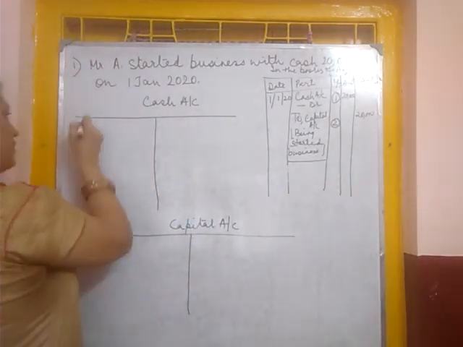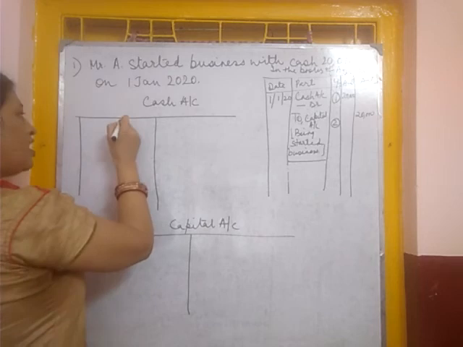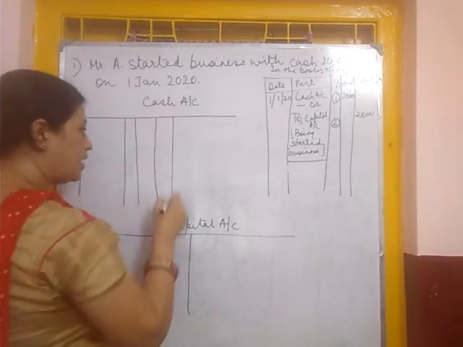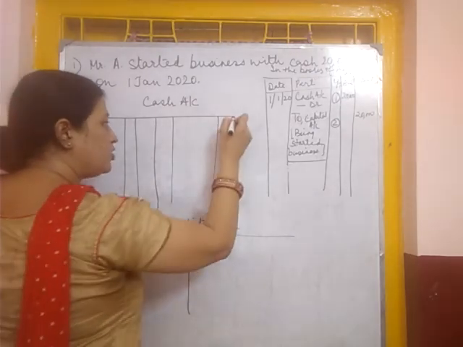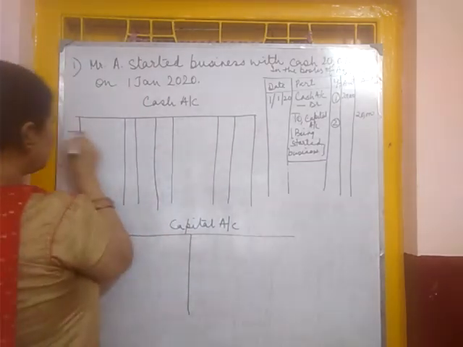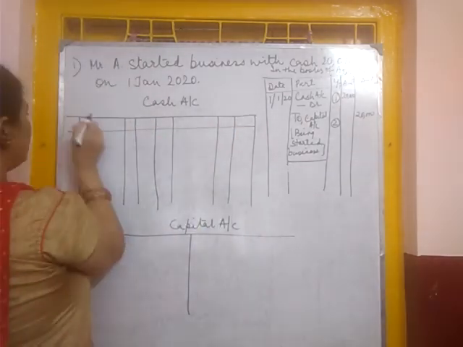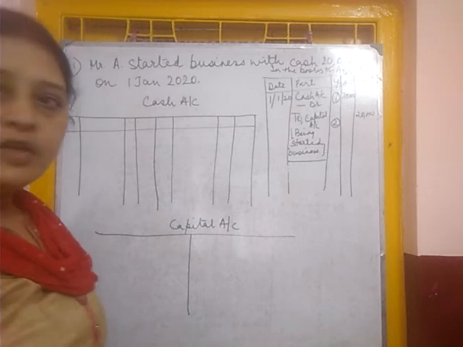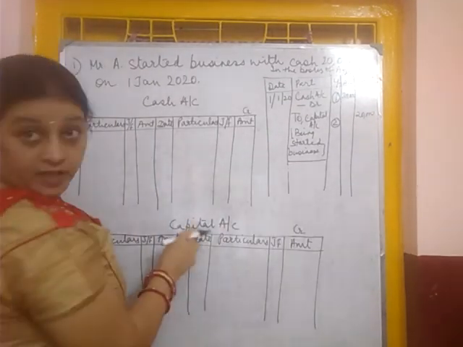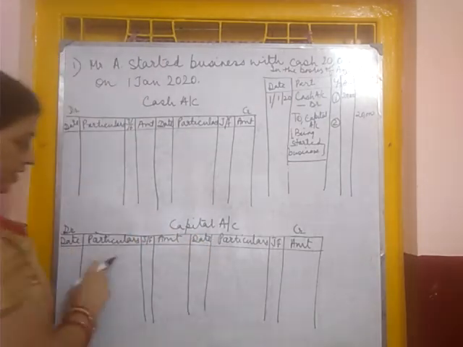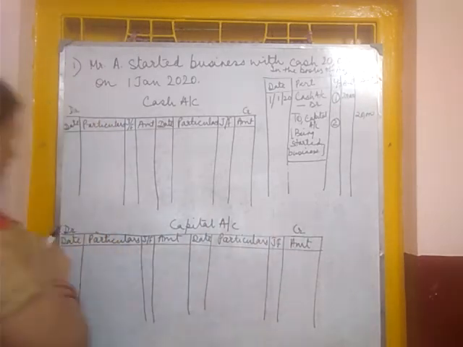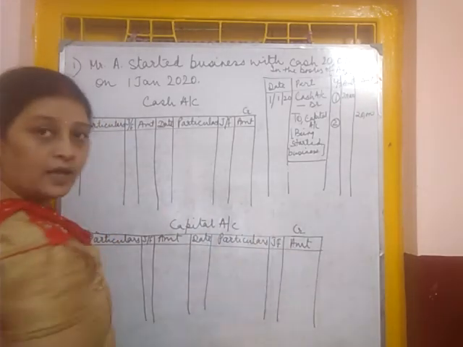Clear? Now see, as I told you, date column, particulars, JF, amount. Okay, so this is our format. This is our format for cash account. In the same manner we will prepare for capital account as well, that is date, particulars, general folio, amount, date, particulars, general folio, amount. This side is the debit side and this side is the credit side.